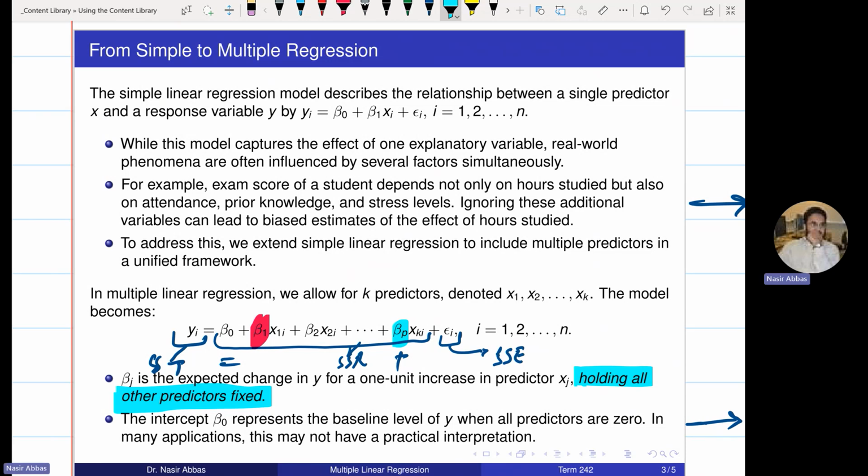The interpretation of beta naught will not change. It will again be the average value of y when all the features are 0. But you will interpret it only when 0 for all the predictors is in the domain. If 0 for all the predictors is not in the domain, what will you say? It has no practical meaning. It has no interpretation.